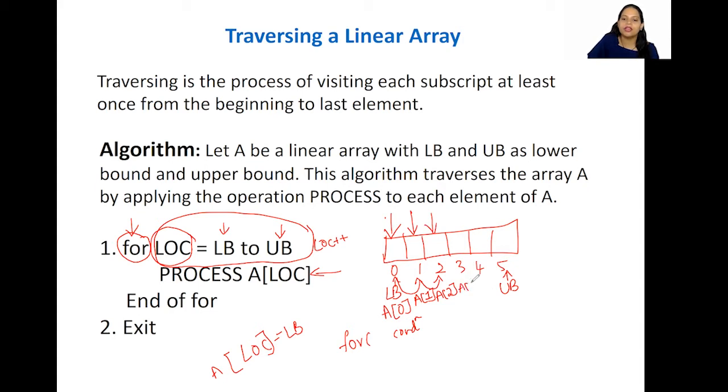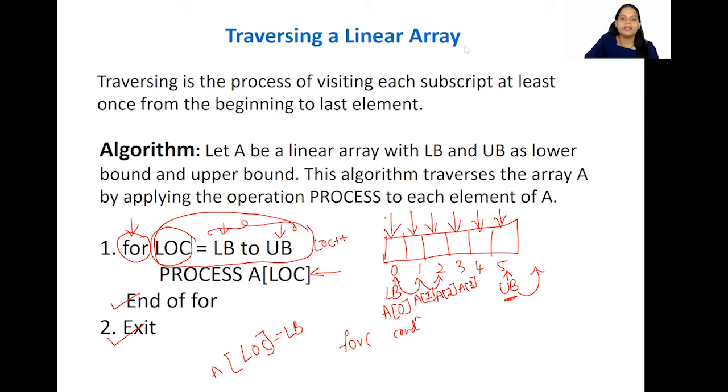Then we are reaching A of 3 and processing this, and then processing this. Now we have reached UB, till UB. Once we increment this, what happens? This particular condition becomes false. Why? Because LOC becomes greater than UB, but we have given a condition that it has to be between LB to UB. So this becomes false. At that time the for loop ends and we are going to exit this particular algorithm.